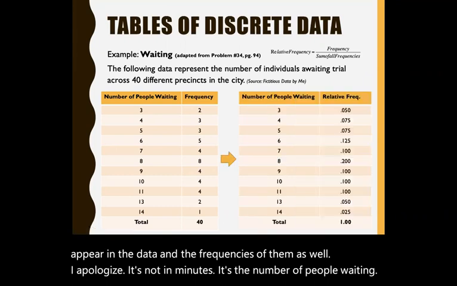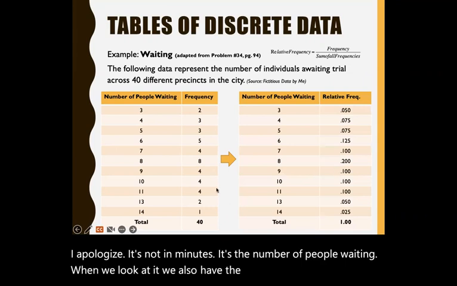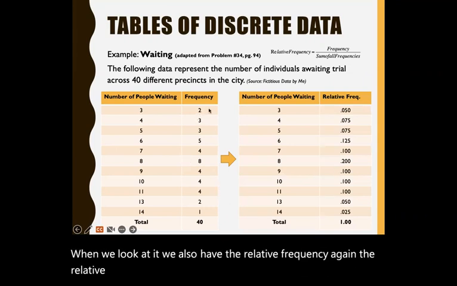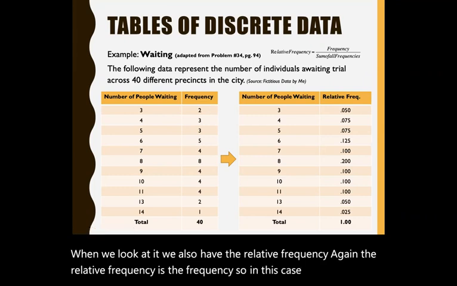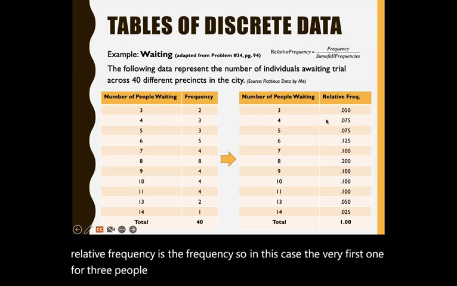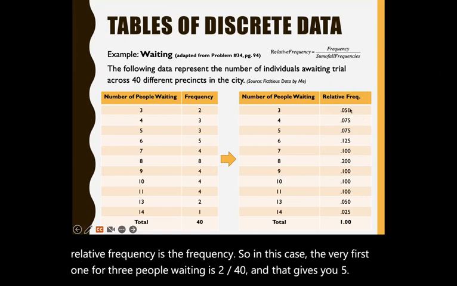Now, when we look at it, we also have the relative frequency. Again, the relative frequency is the frequency. So in this case, the very first one for 3 people waiting is 2 divided by 40, and that gives you 0.050. And so on and so forth.